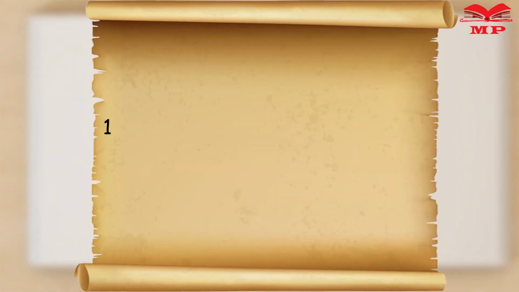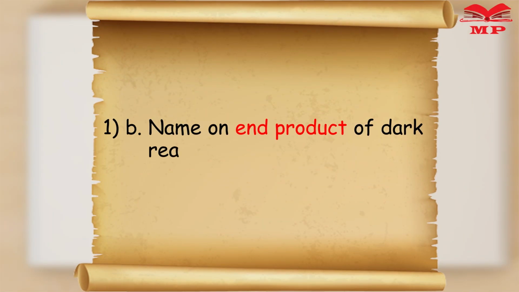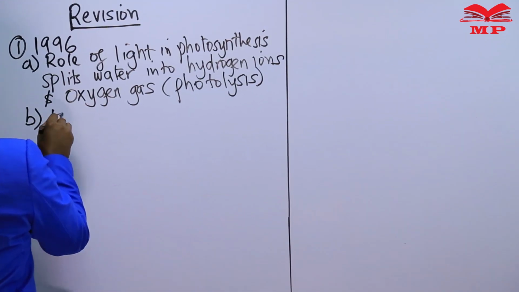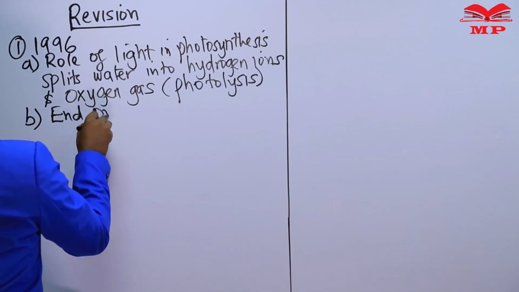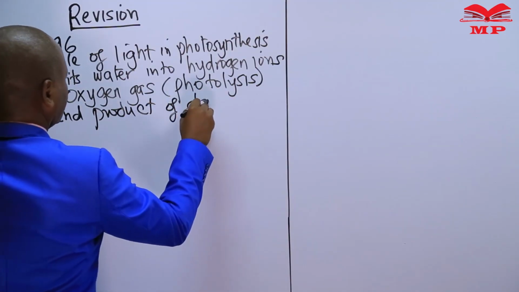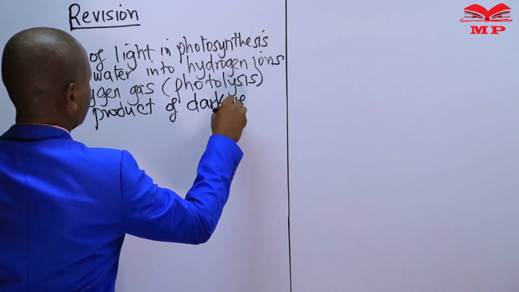Then B, name one end product of the dark reaction in photosynthesis. So here the learner is required to give an end product of dark reaction.